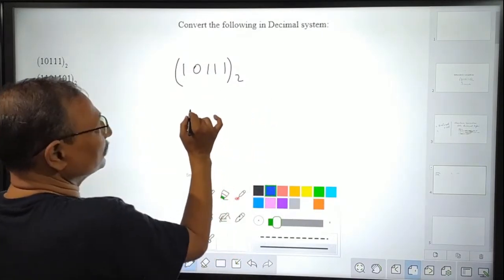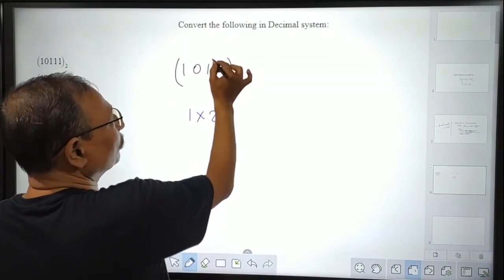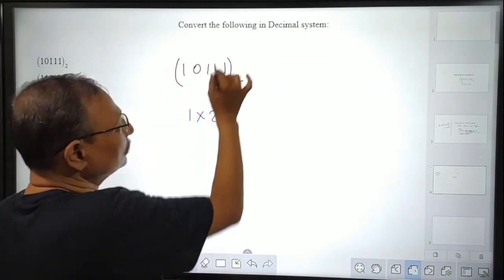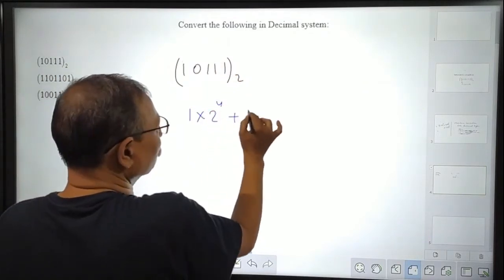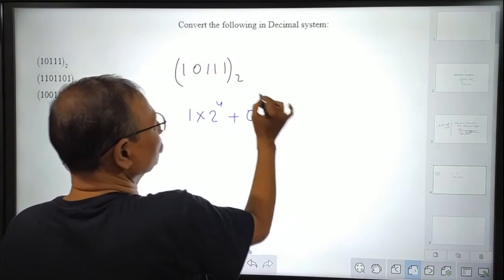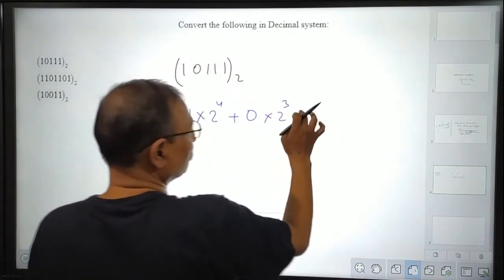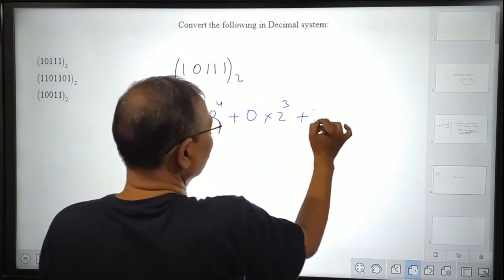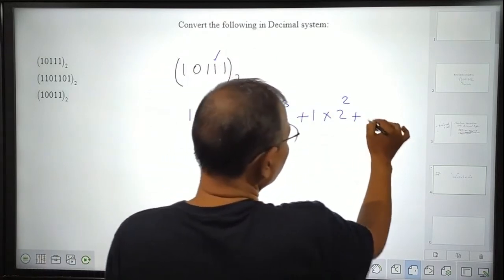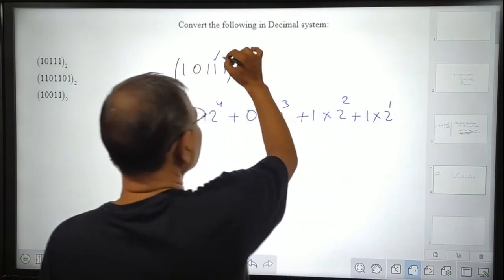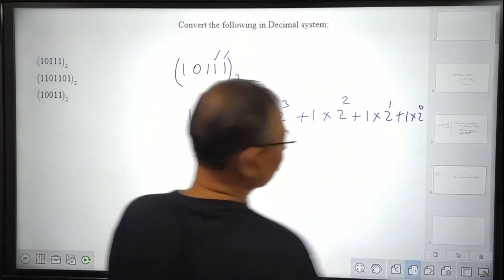First of all, we will multiply by 2 to the power 0, 1, 2, 3, and 4. So this 0 is to be multiplied by 2 to the power 3, plus this 1 is to be multiplied by 2 to the power 2. Similarly, this 1 is to be multiplied by 2 to the power 1, and this last one by 2 to the power 0.